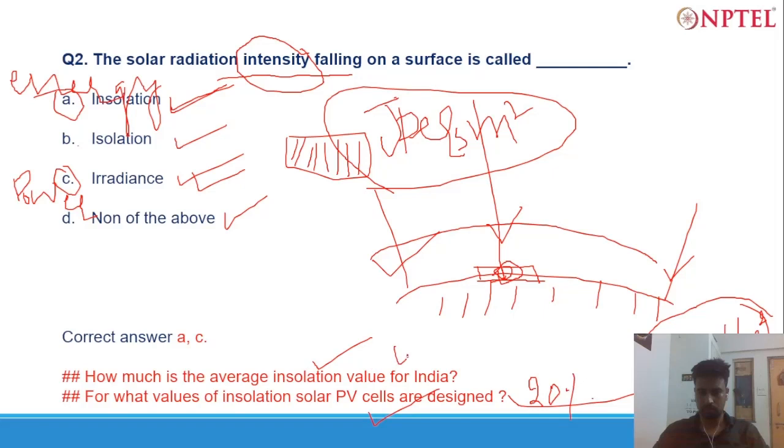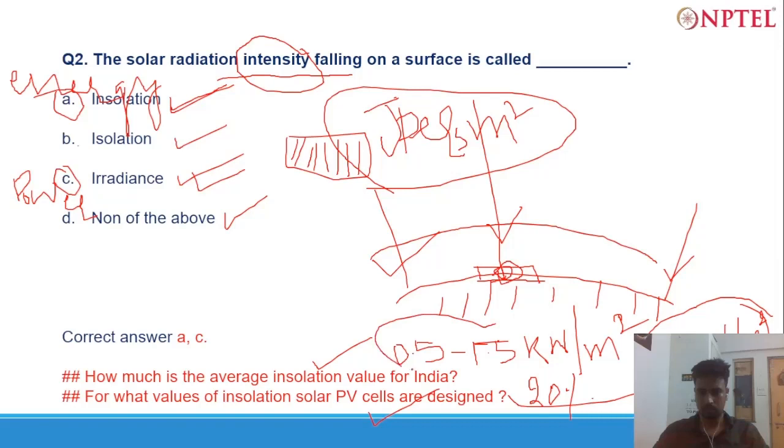And how much is the average insolation for India? So it is around 0.5 to 1.5 kilowatt per meter square. This is the value. 0.5 to 1.5 kilowatt per meter square. This value is how much insolation is received in India. So this is a range. This is not an exact value.